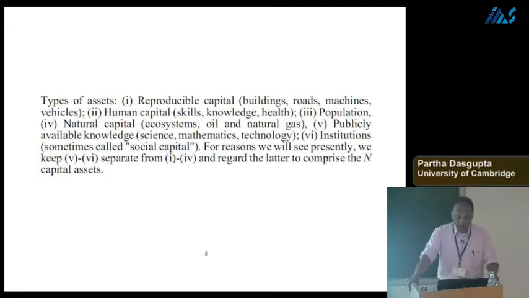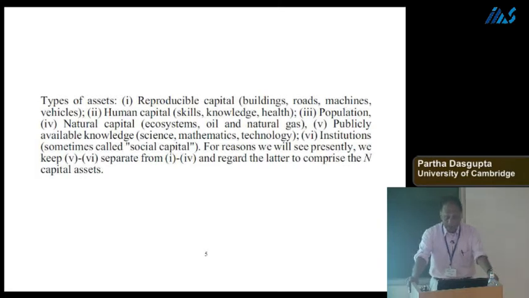Then there is publicly available knowledge: science, mathematics, technology. That class of things, the objects out there for us to pluck, so long as we have the human capital to pluck it. It's obvious we want to include that. These days, pretty much anything which looks durable is called a capital asset. So we talk about institutional capital. We talk about religious capital, social capital, you name it, it's a capital. Okay? Cultural capital, and so forth.